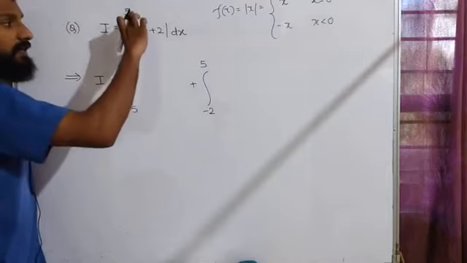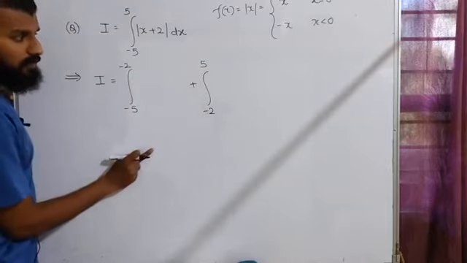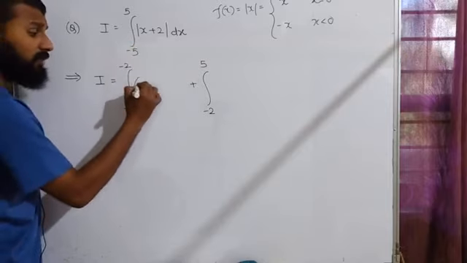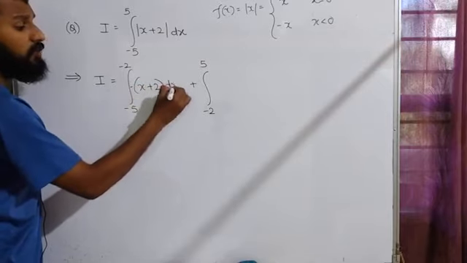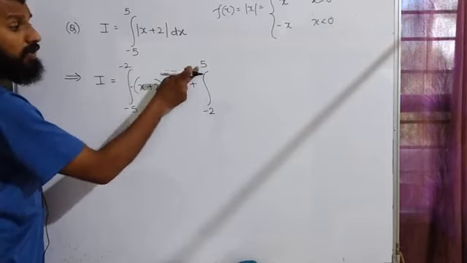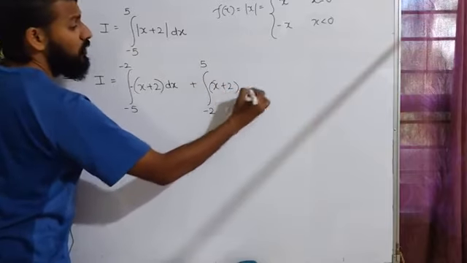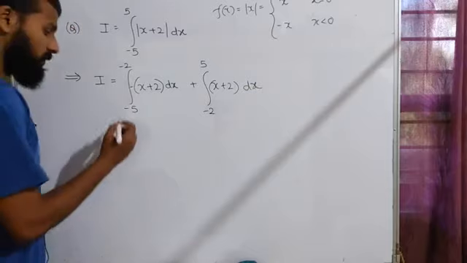So I have split the integral from minus 5 to minus 2 and minus 2 to plus 5. Between the first two limits, it is giving me a negative number, so that is why I'll write this as minus of (x plus 2) into dx. And between the second pair of limits, it is giving me a positive value, so I will write (x plus 2) into dx. Well, let's solve this one now.